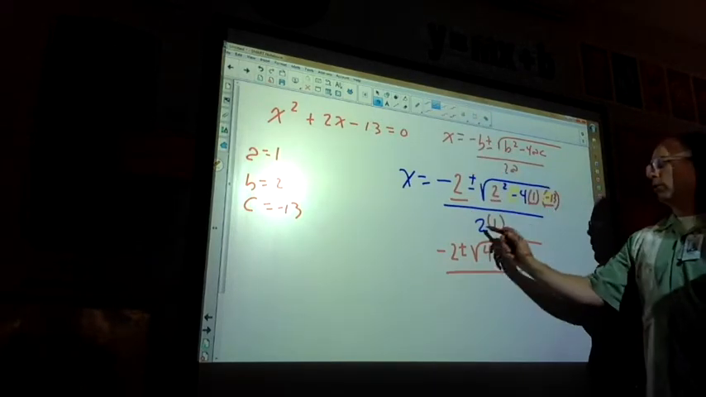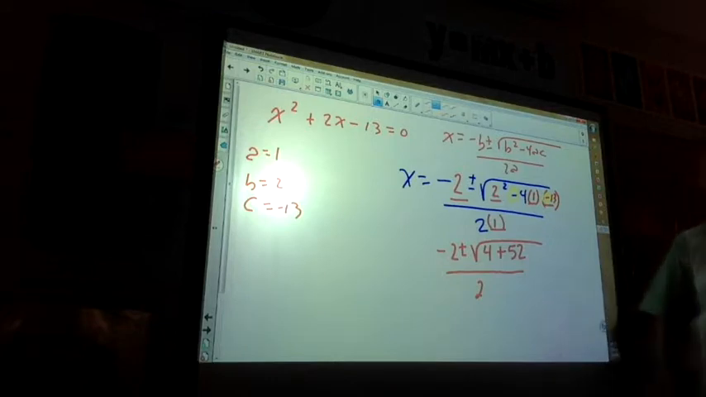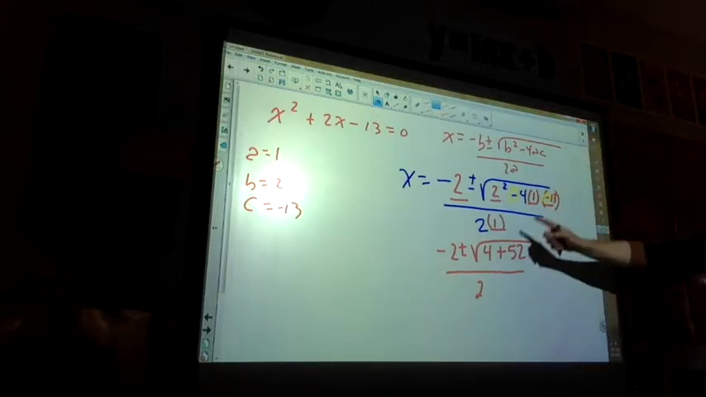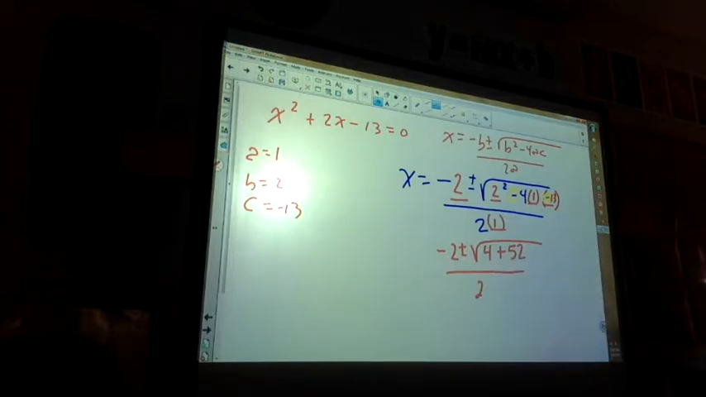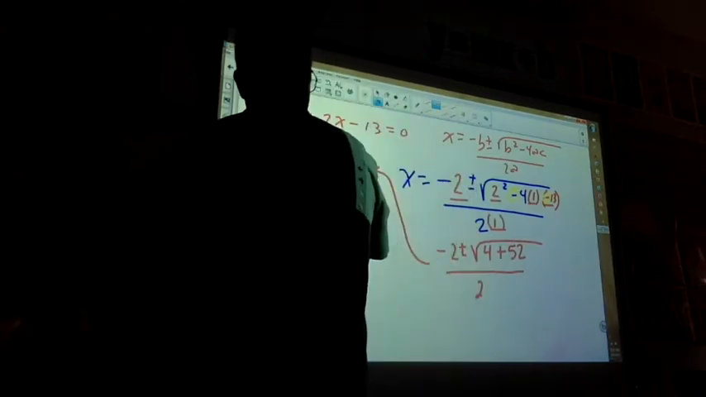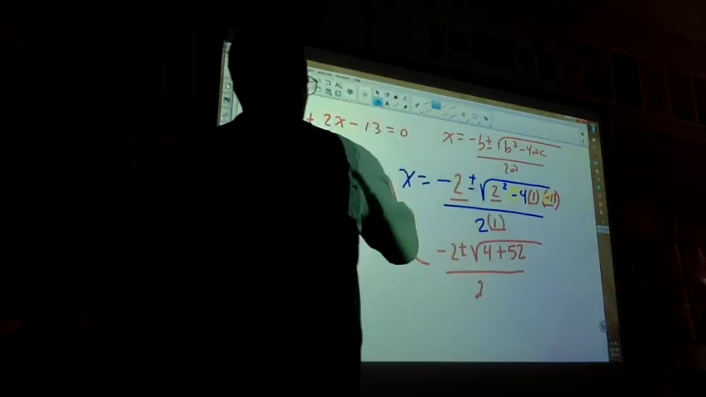And then all over 2 times 1, which is 2. Pretty easy so far? Everyone okay with all those steps? Does everybody see why this is a positive number? Okay? So I'm going to bring this back over this way a little bit. So I get negative 2 plus or minus root 56 over 2.